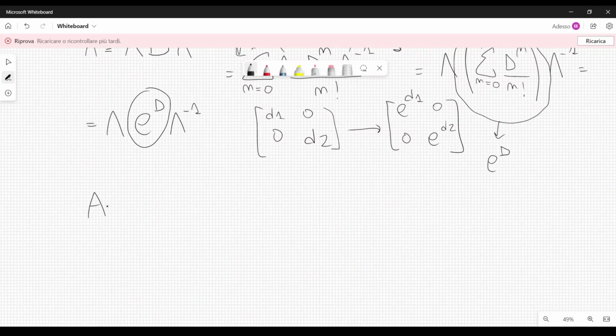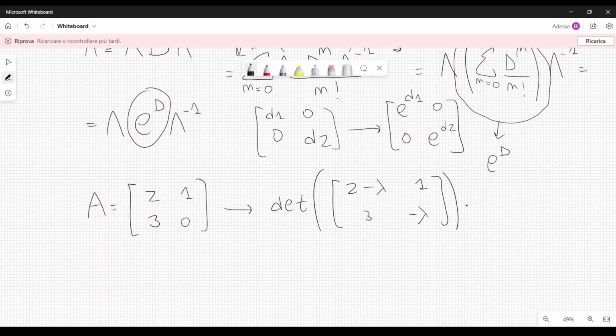I will consider a 2 by 2 matrix of this form, A equal to 2, 1, 3, 0, and we want to find the exponential of this matrix. First, we have to calculate the eigenvalues. So we calculate the determinant of the matrix 2 minus lambda, 1, 3, minus lambda. So this is simply how these eigenvalues are calculated. Also, the concepts behind eigenvalues are quite simple to understand and to explain, but I'm not going to do it in this lecture.